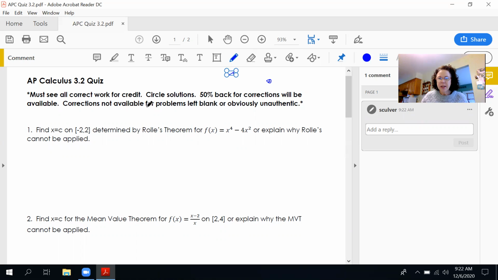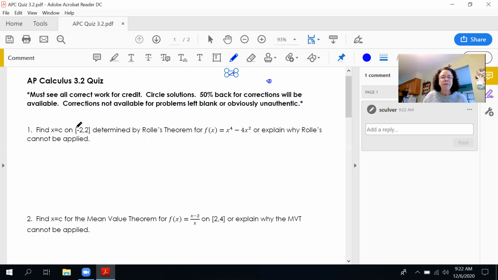There were just a couple instances where you had the correct answer, but I didn't see where you took the derivative, and so I did have to mark that. You will get 50% back for your corrections, and they're not available for problems left blank or obviously that were copied, but I didn't see that happen. So that was good to see. Okay, so let's take a look.